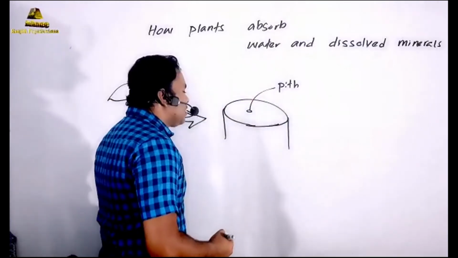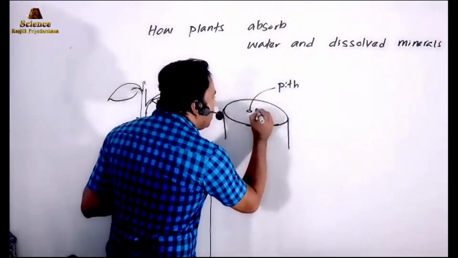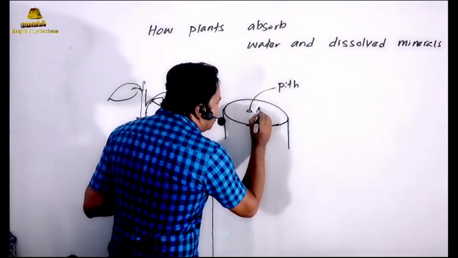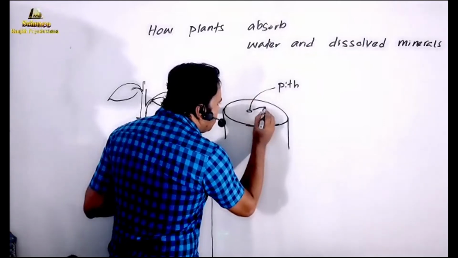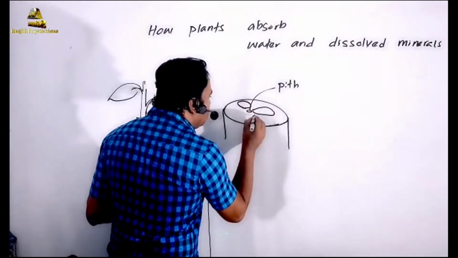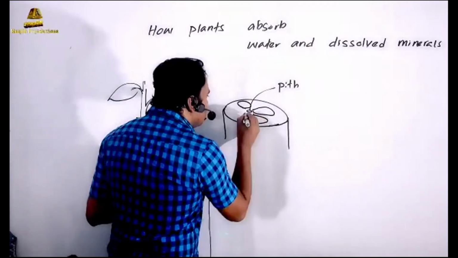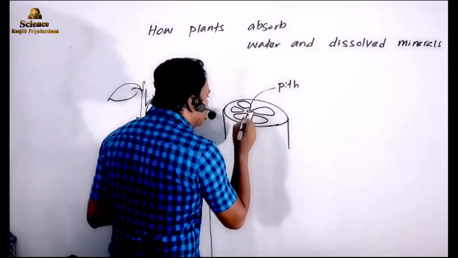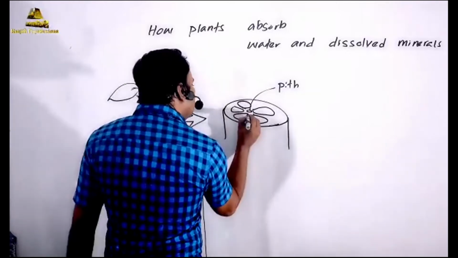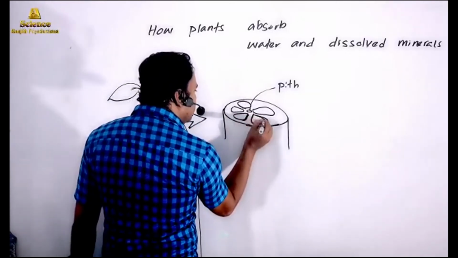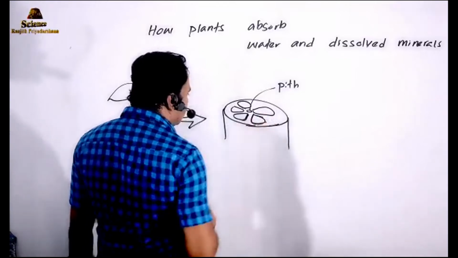So now you can see that pith inside, and you can see another set of tissues here. We call those vascular bundles. I think when I draw this, you remember something similar to it, like an orange or a lime cut open.